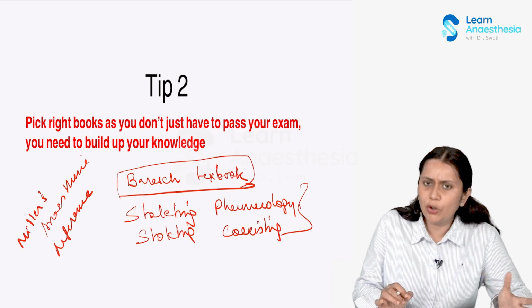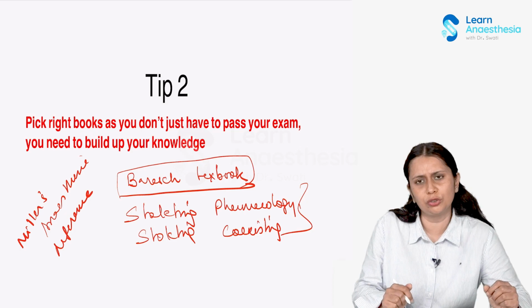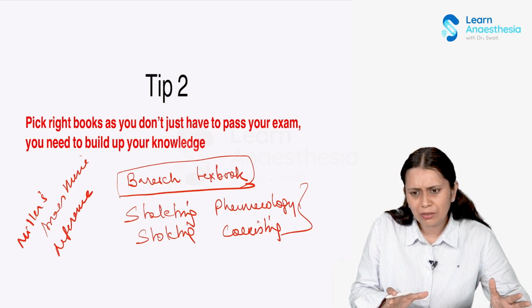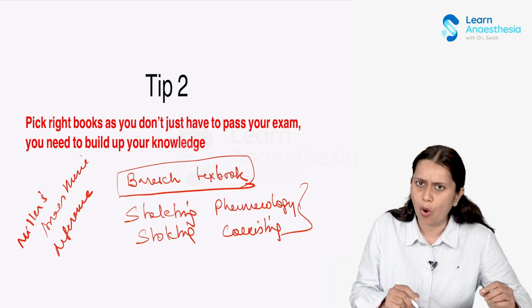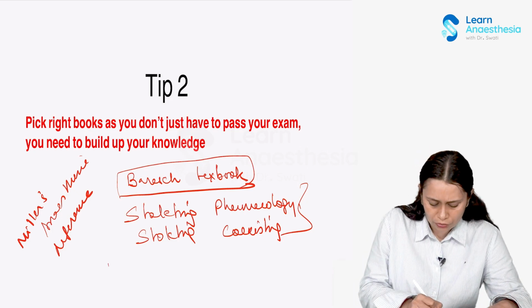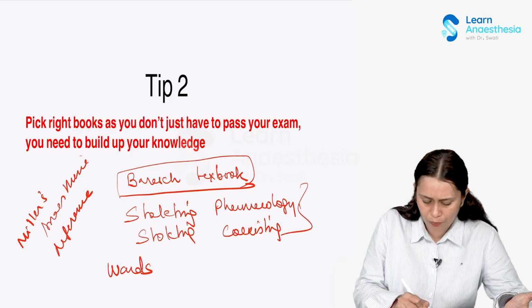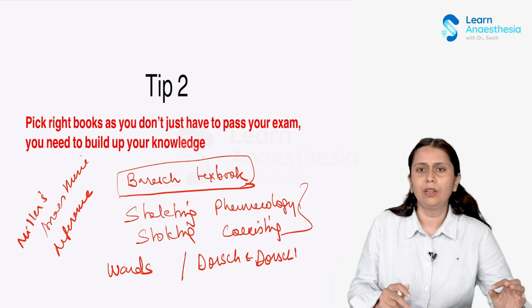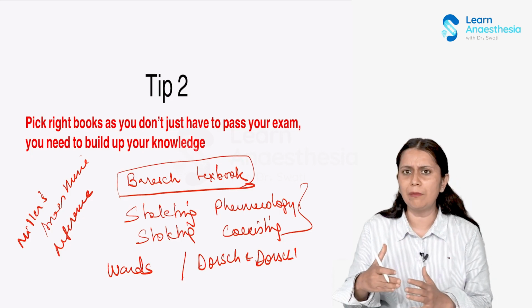Now for equipment, we need to know about our equipment properly. So what textbook should we cover? There are various textbooks for equipment. I think there are 2 textbooks which I find easy to understand. One is Ward's and the other is Dorsch and Dorsch. So Ward's textbook for understanding the anesthesia equipment and Dorsch and Dorsch. These are both textbooks in which the equipment is explained in a simpler manner.